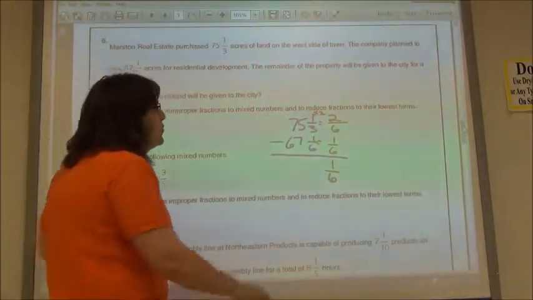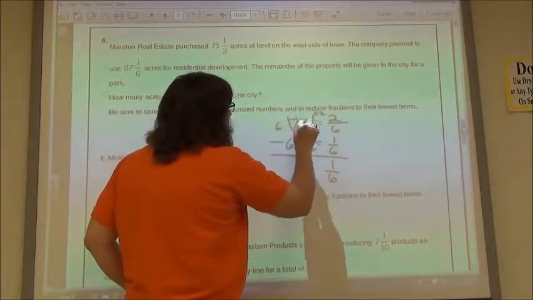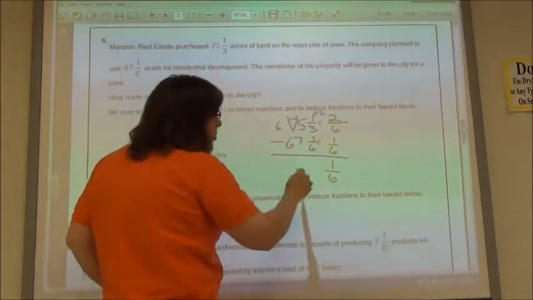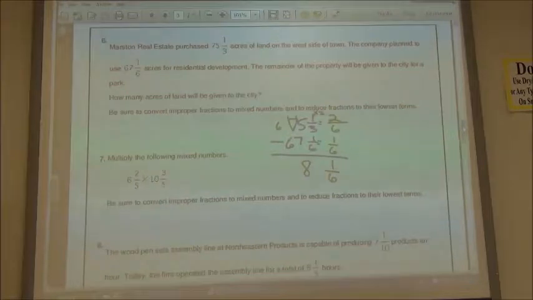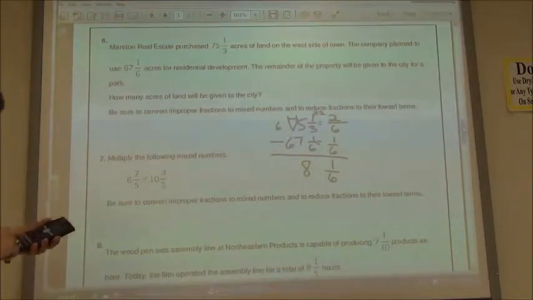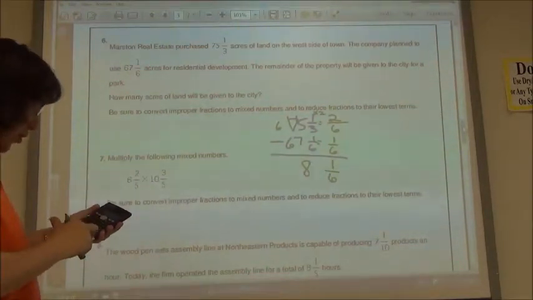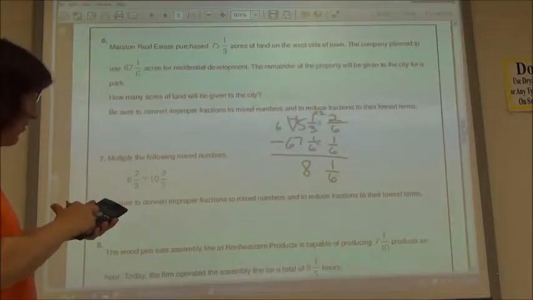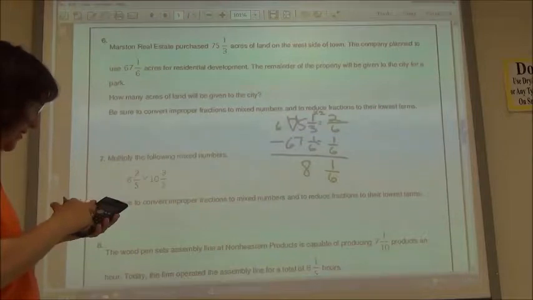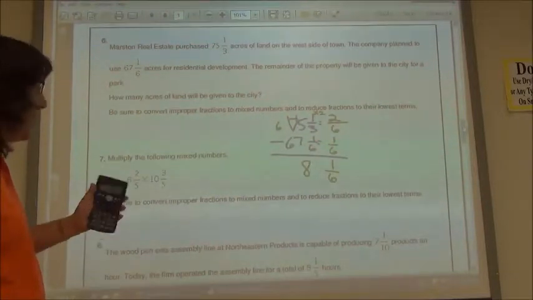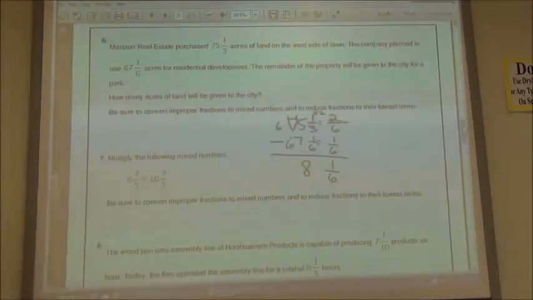And then we have to subtract the whole numbers. We have to borrow here. 15 minus 7 would be 8, and so 8 1/6 is what we have left over. So again, on the calculator, 75 fraction 1 fraction 3 minus 67 fraction 1 fraction 6 gives me 8 1/6, which is what we ended up with.